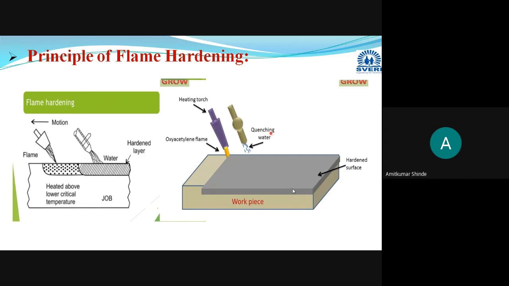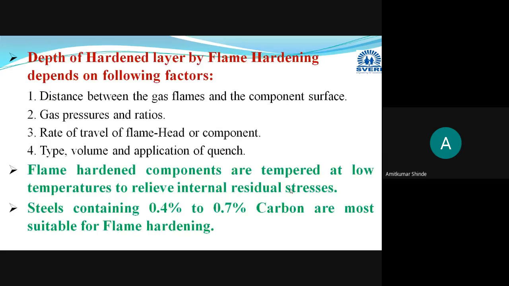Now this depth of hardening depends on several factors. That is the distance between the gas flame and the component surface. Then the gas pressures and ratios we are using in that oxyacetylene flame. Then, if progressive or spinning flame hardening is there, what is the speed of travel of the flame, or the speed of travel of the component. On those factors the depth of hardening depends.